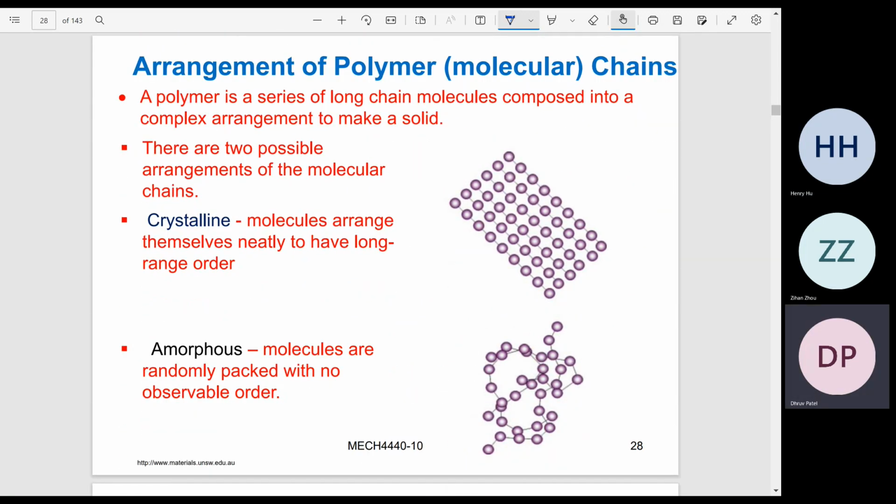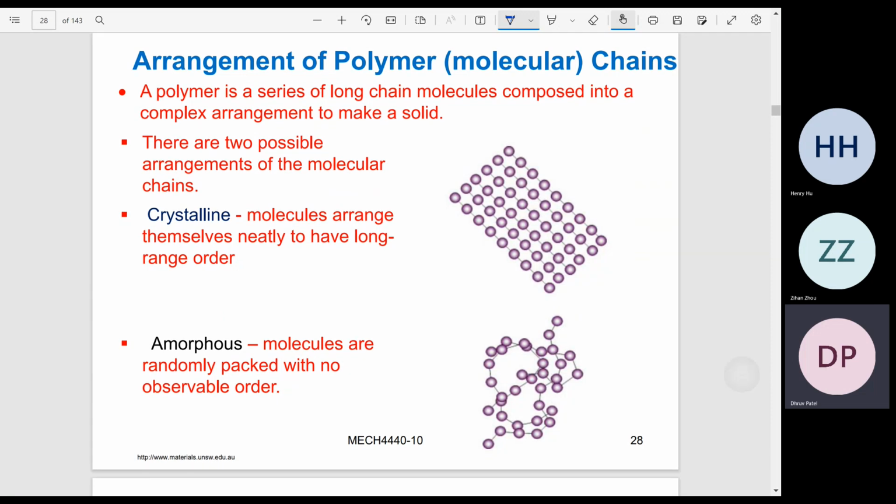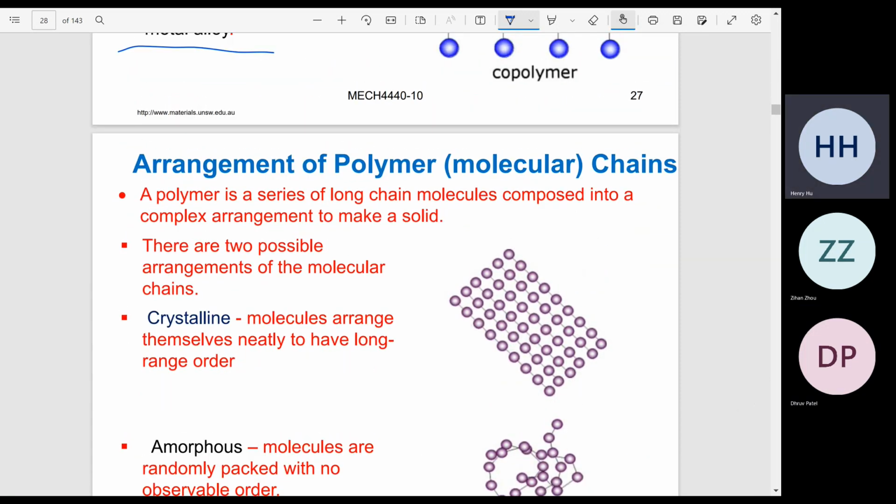Arrangement of polymer chains. A polymer is a series of long chain molecules composed into a complex arrangement to make a solid. There are 2 possible arrangements of the molecular chains. One is crystalline and another is amorphous. For the crystalline, molecules arrange themselves neatly to have long range order, and for amorphous, molecules are randomly packed with no observable order.